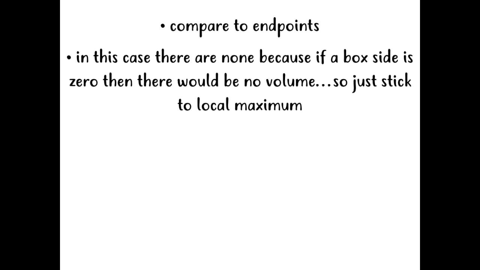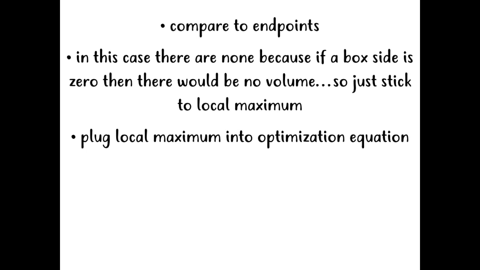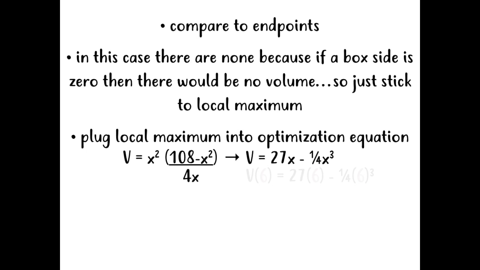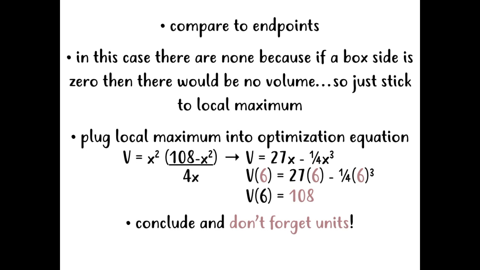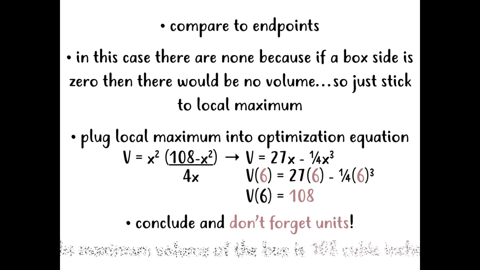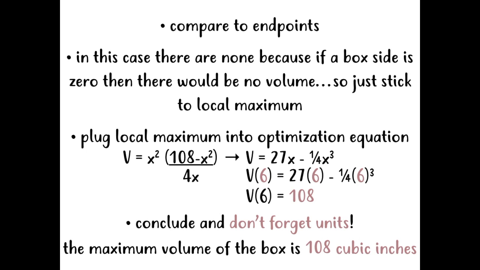Now we compare our relative extrema to our endpoints. In this case, there are none, because if a box side is 0, then there would be no volume, so just stick to the local maximum. Now we plug the local maximum into the optimization equation, which is volume equals 27x minus 1/4 x cubed. V of 6 equals 27 times 6 minus 1/4 times 6 cubed. When we simplify this, we're going to get the volume to be equal to 108. So now we conclude, and don't forget to include units. The maximum volume of the box is 108 cubic inches.